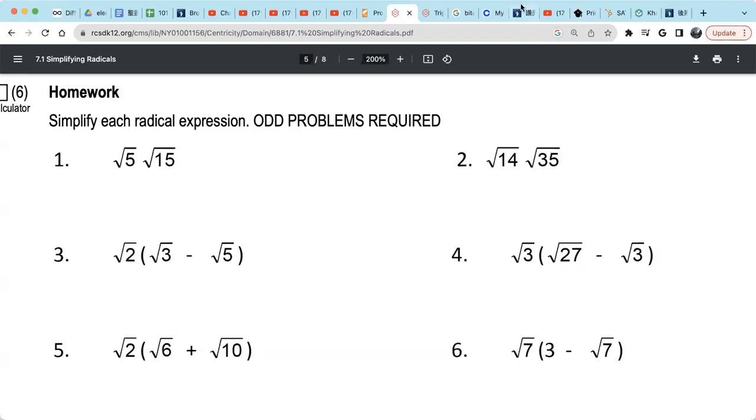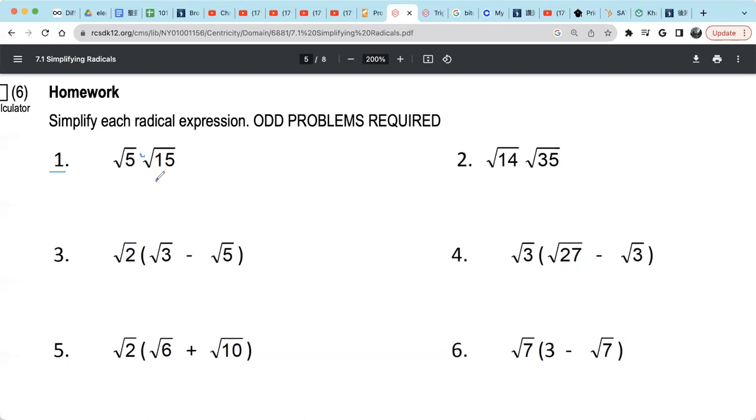Okay, let's review multiplying two radicals. Let's see number one. Right, this is multiplication in between those two radicals.